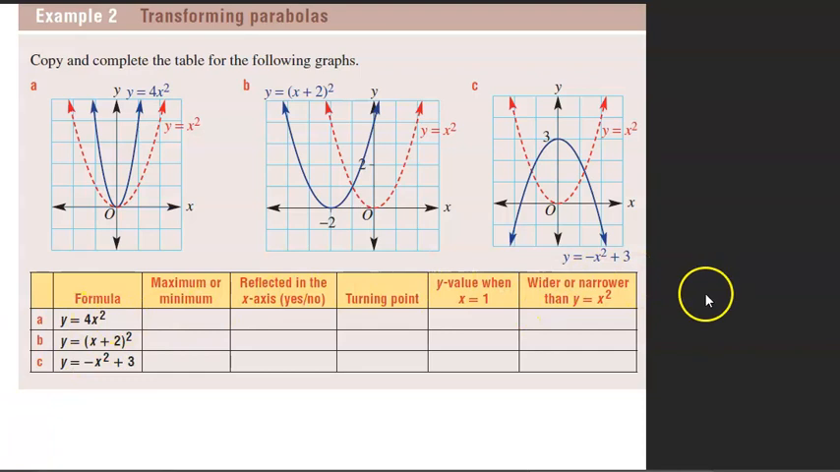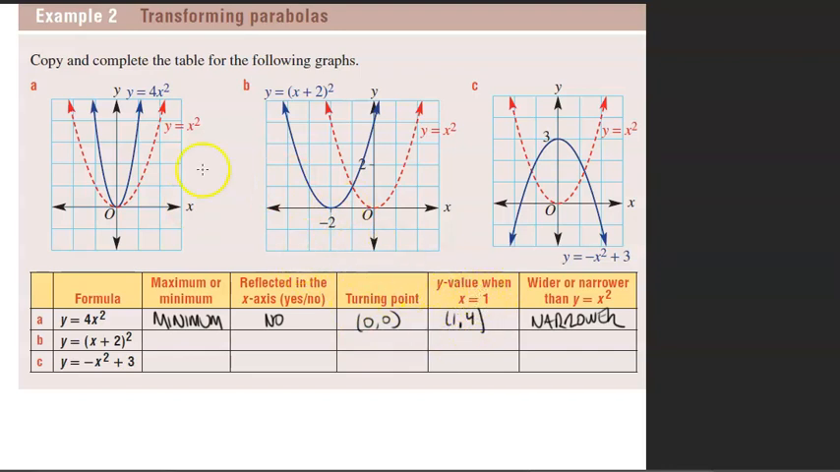I'll go ahead and fill out the first one and explain why. So the first one, we're comparing y equals 4x squared to the normal y equals x squared. This, just like y equals x squared, has a minimum. The minimum turning point is there. It's not reflected in the x-axis at any point. It's just the same, so you would just say no. The turning point, just like x squared, is at 0, 0. The y value when x is equal to 1 is 4.